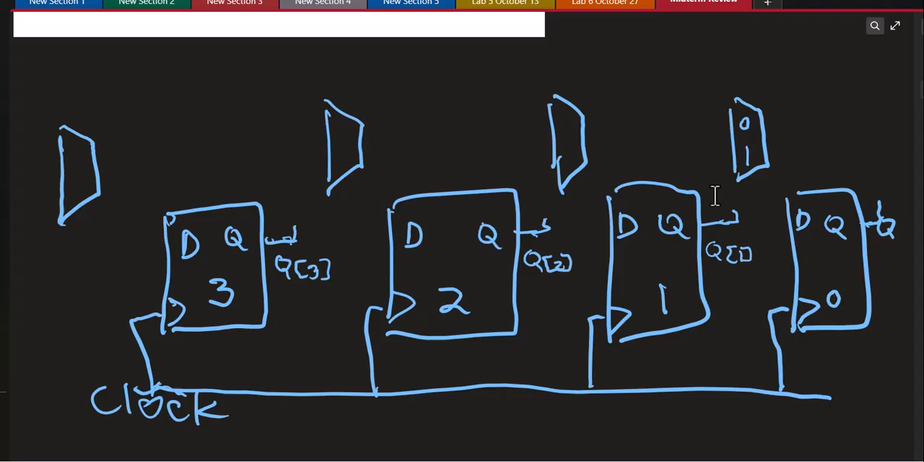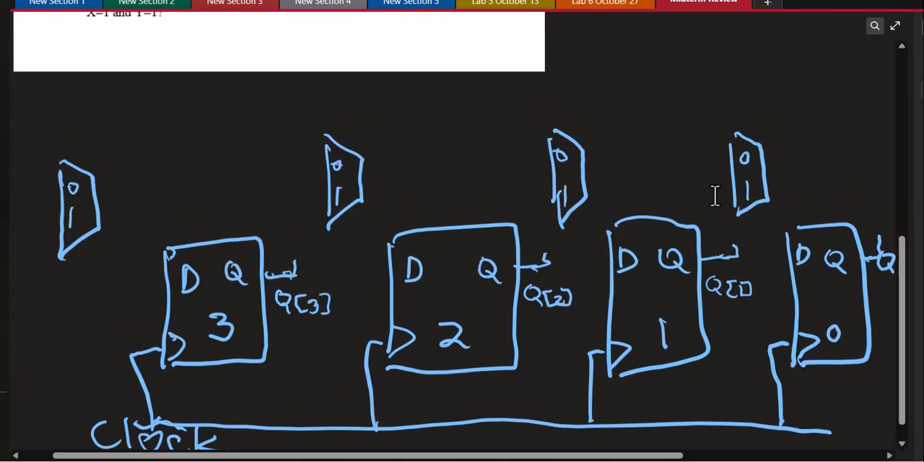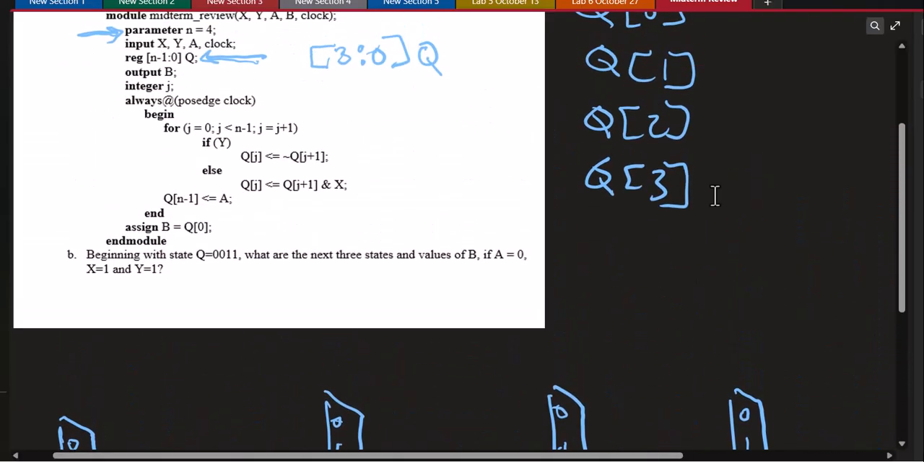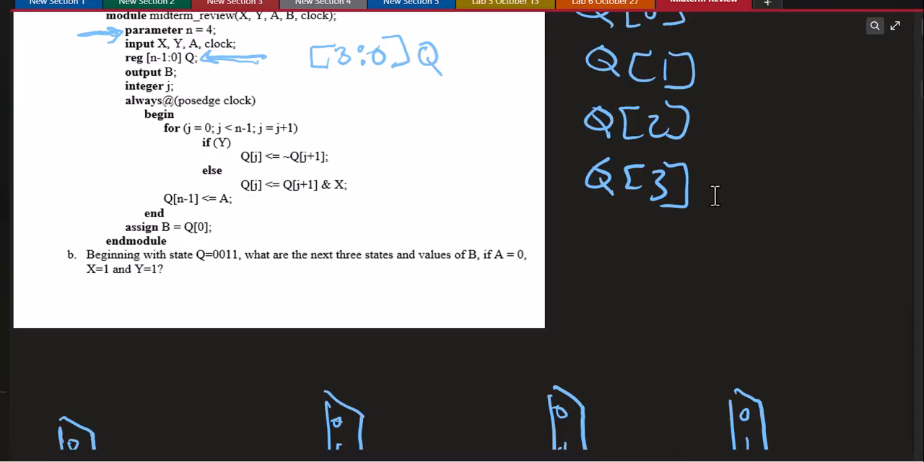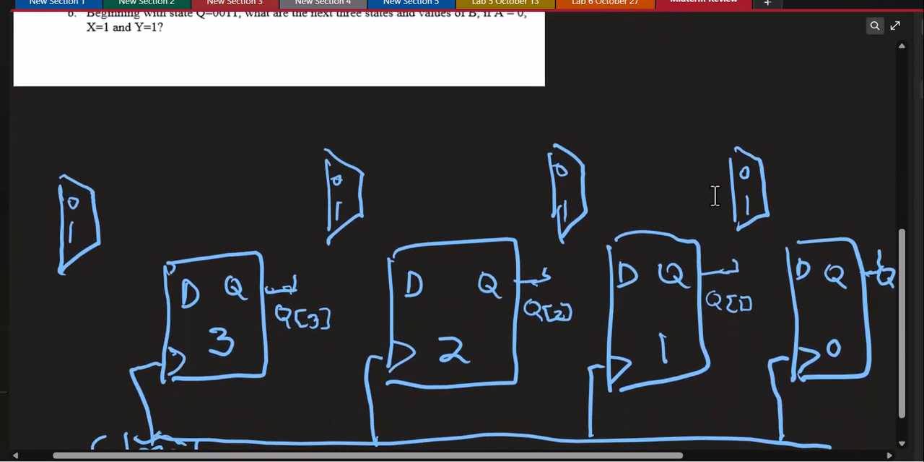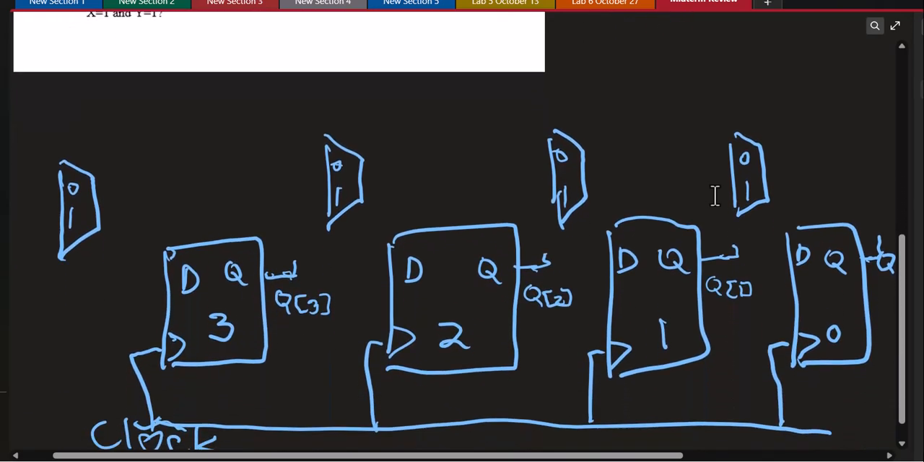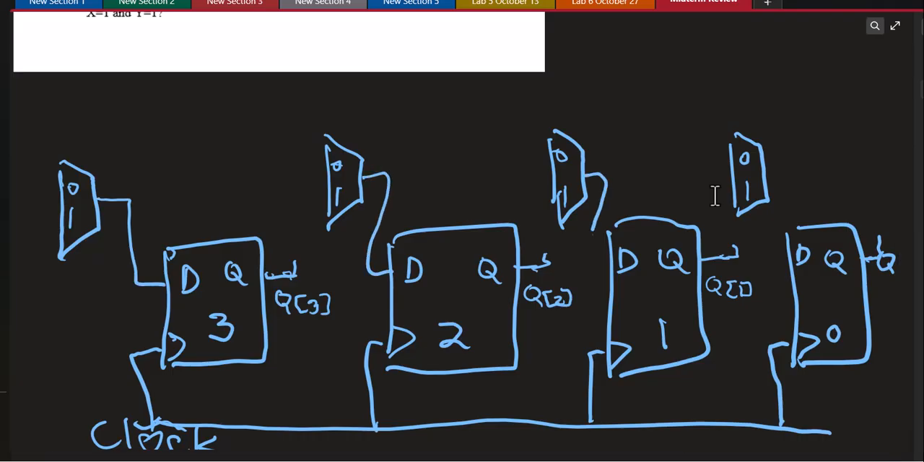Are multiplexers used to make decisions? Yes. We're using it for our if. Because if you look at our code, it says if y, q is something, else q is something else. This multiplexer is going to be determining what value we're giving q. And so when you do this, the output of your multiplexer is going to go into the input of your flip-flop.